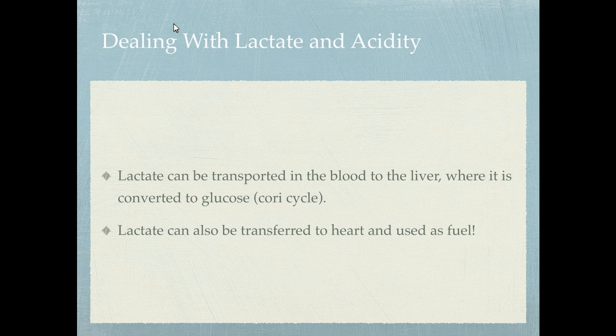Well, two ways. Lactate can be transported in the blood to the liver, where it's converted to glucose, and that's named the Cori cycle. So basically, lactate's formed in the muscle. It's transferred in the blood to the liver. The liver converts it to glucose. That goes back to the muscle, gets converted to lactate. That goes back to the liver, gets converted to glucose, goes back to the muscle. You get the point. And Cori discovered this cycle, and so it's called the Cori cycle.